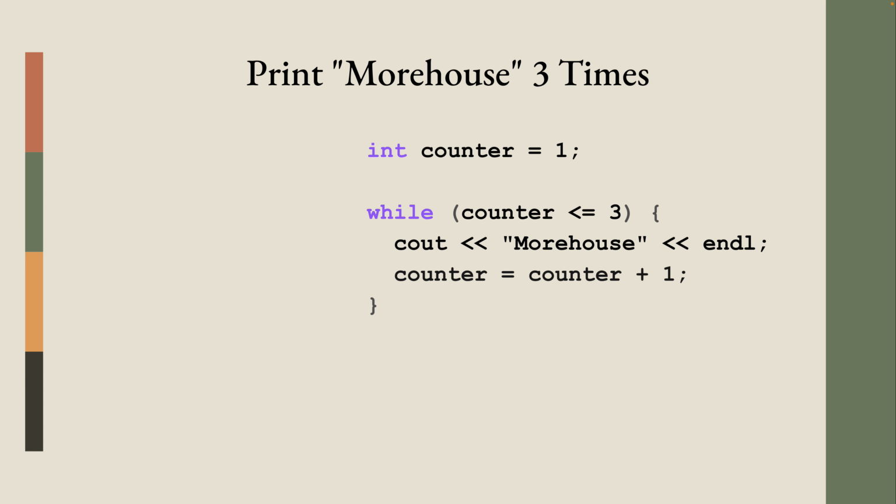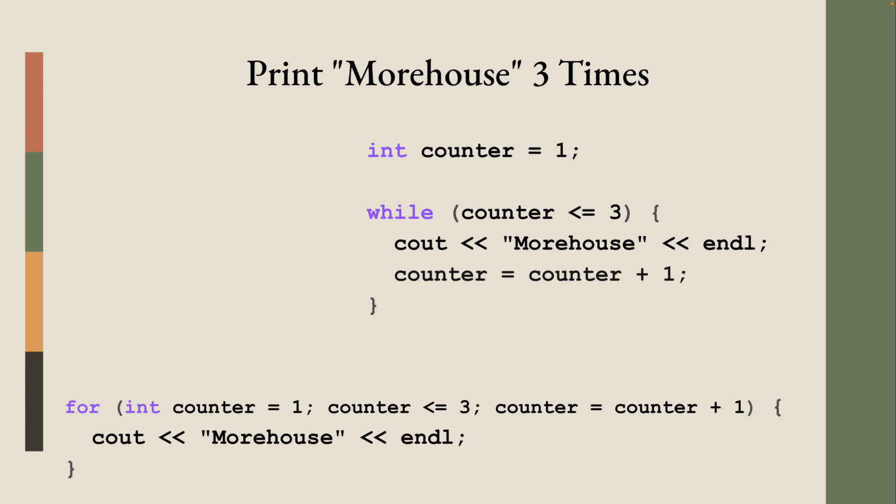What part is our condition? Yeah, so this counter is less than or equal to 3. That's our condition. And then what is our update? Yeah, so if we were to write this in a for loop, it would look like this.